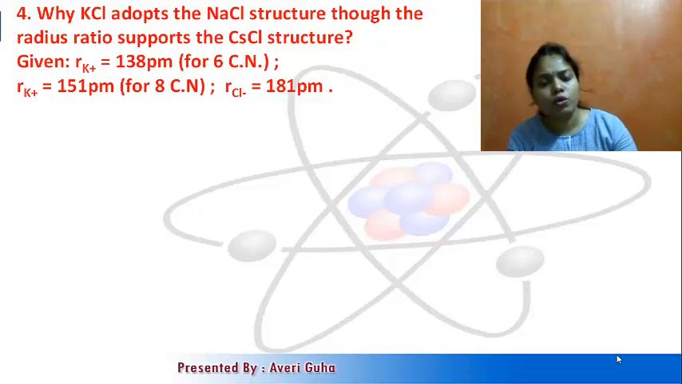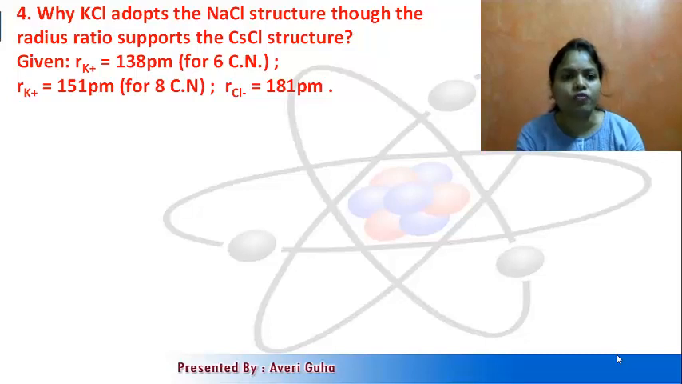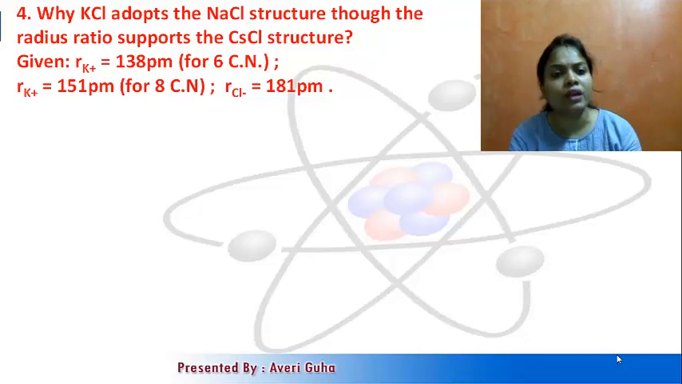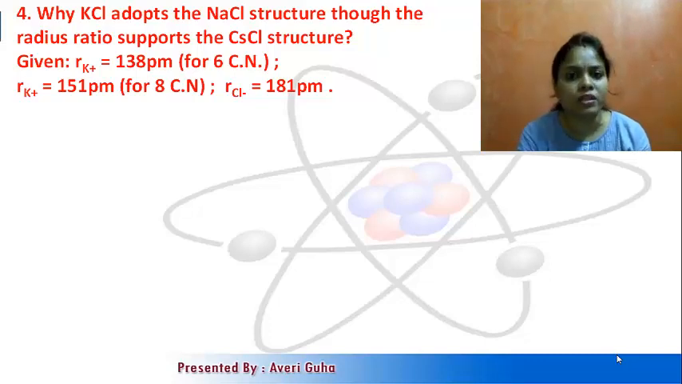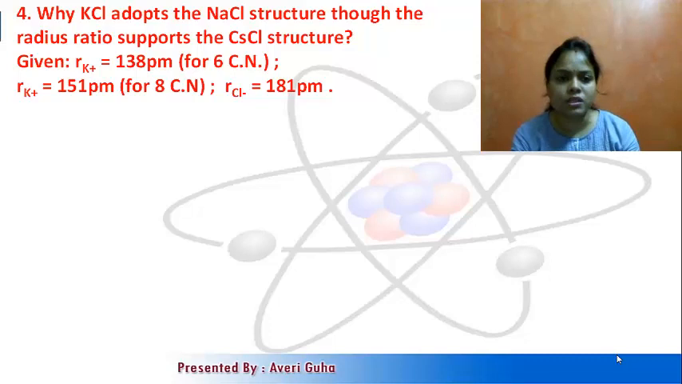Now another question, a bit different, may be asked to you in this way. Just read out the question first. Why does KCl adopt the NaCl structure though the radius ratio supports the cesium chloride structure, and the data, that means the radii of the ions in different structures, is given. Now we know that from the radius ratio we can predict the geometry, but here they are telling that KCl does not follow the radius ratio rule. So what to do? We need to calculate the lattice energy of this particular compound in both structures.